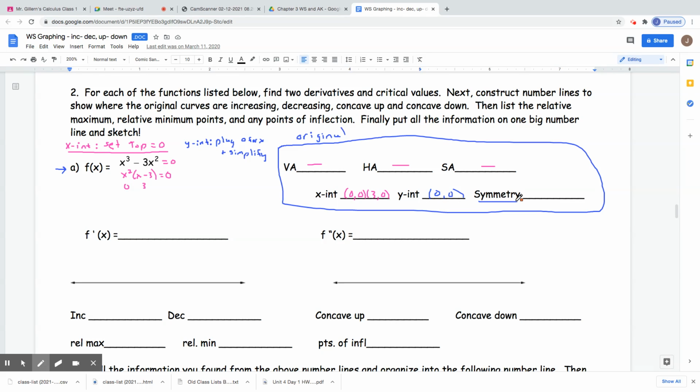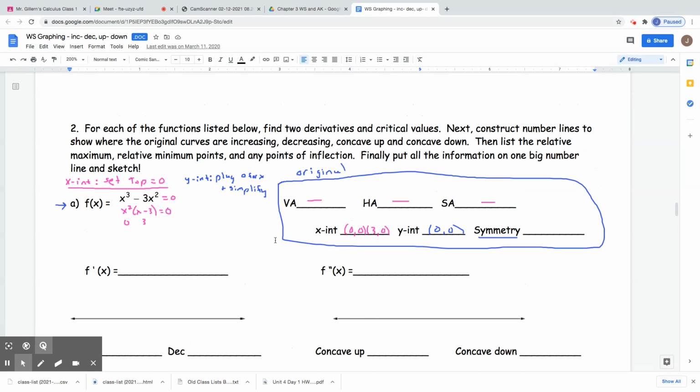All right, symmetry is the one that normally gives the most issues just because we don't use it as much. I don't want you to stress about this, but if you remember, you guys did this in pre-cal, even symmetry and odd symmetry. Even symmetry means it's reflective over the y-axis, which means if you flip it over the y-axis, it looks exactly the same. Odd symmetry means it's symmetric about the origin, which means if you rotate it 180 degrees, it's the same graph.